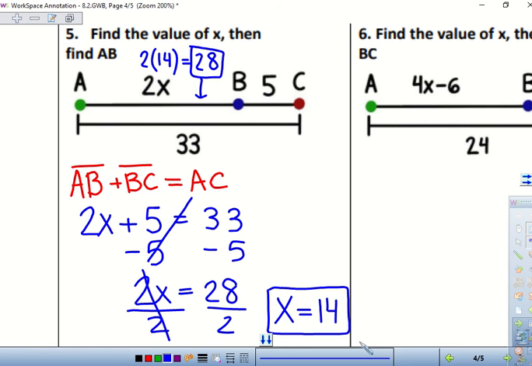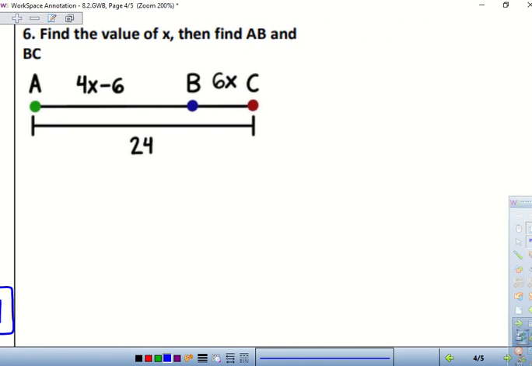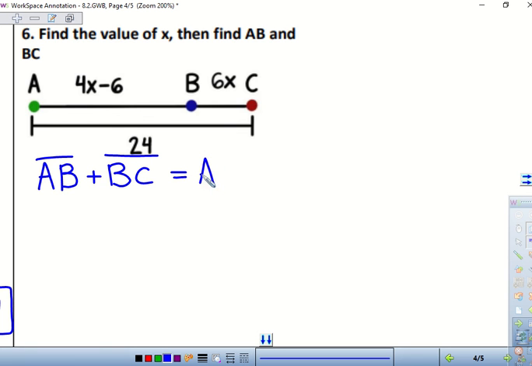Is everyone good with that? Yeah. Find the value of x and then find the value of AB and BC. So we know that the 2 small segments, the sum of the small is equal to the big. So now we're going to plug in everything we know.